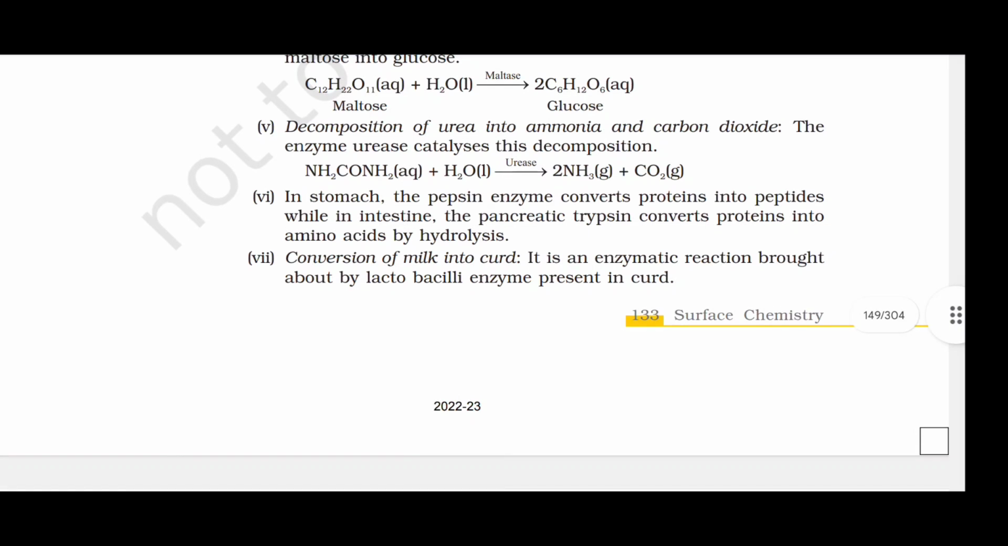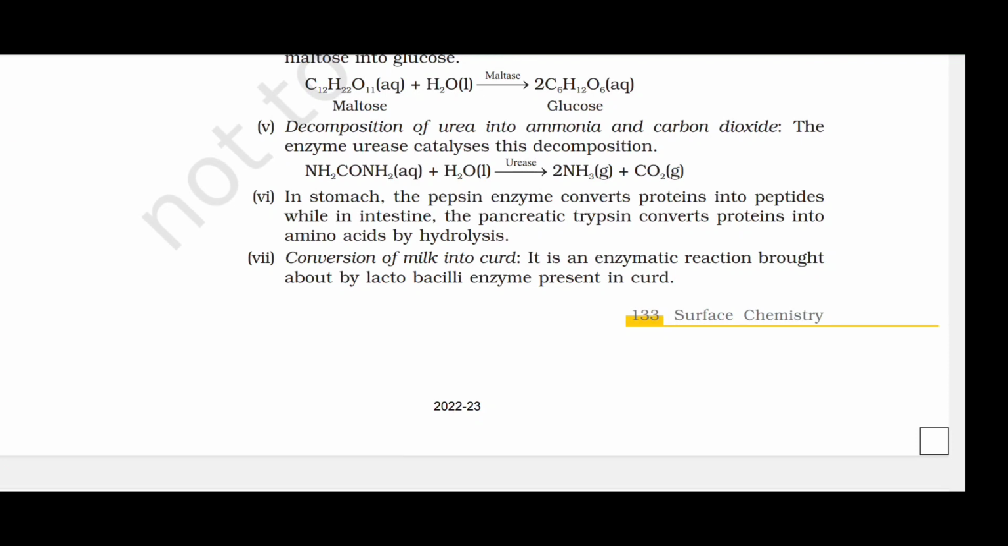Fifth, decomposition of urea into ammonia and carbon dioxide. The enzyme urease catalyzes this decomposition. तो यूरिया लिया, थोड़ा सा पानी लिया, तो क्या बन जाएगा? अमोनिया एंड कार्बन डाइऑक्साइड गैस विल बी रिलीज्ड. तो which was that enzyme? Urease.